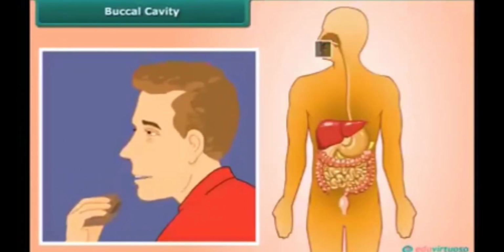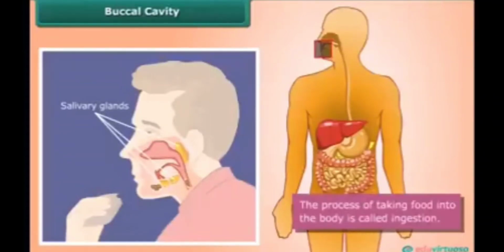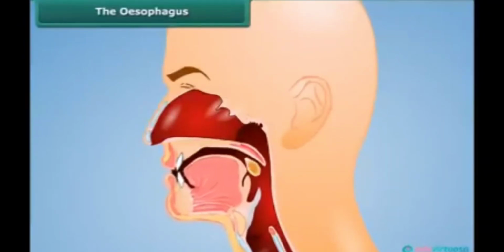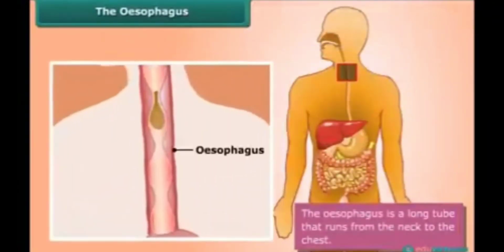Mechanical digestion breaks food into smaller pieces, and saliva in our mouth, produced by salivary glands, causes the breakdown of starches into sugars. This process of taking food into the body is called ingestion. When the food we eat becomes a soft mass, our tongue pushes it to the food pipe or esophagus. The esophagus is a long tube that runs from the neck to the chest. The movements of its walls force the food to the stomach.